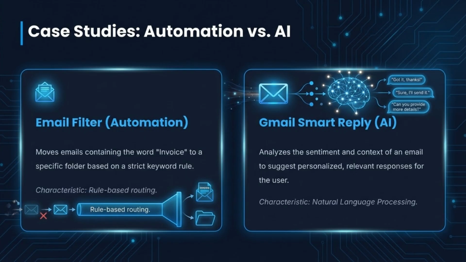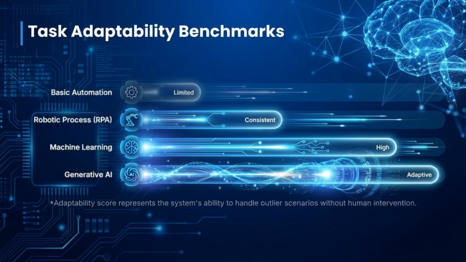Consider the case studies of an email filter, which uses rule-based automation, versus Gmail Smart Reply, which uses AI's natural language processing to analyze context and suggest responses. We can benchmark task adaptability. Basic automation is limited, while robotic process automation is consistent. Machine learning is high, and generative AI is adaptive in handling outlier scenarios.